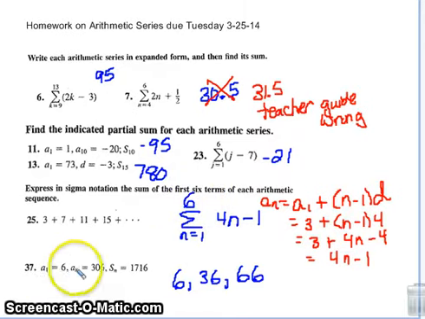And I think I gave you the wrong directions on number 37. You were supposed to find the first 3 terms of this sequence, so just ignore number 37. Don't worry about 37. Alright, so are we good? Good with everything that I gave you on arithmetic sequences? Yes? Peyton, you okay? Alright.